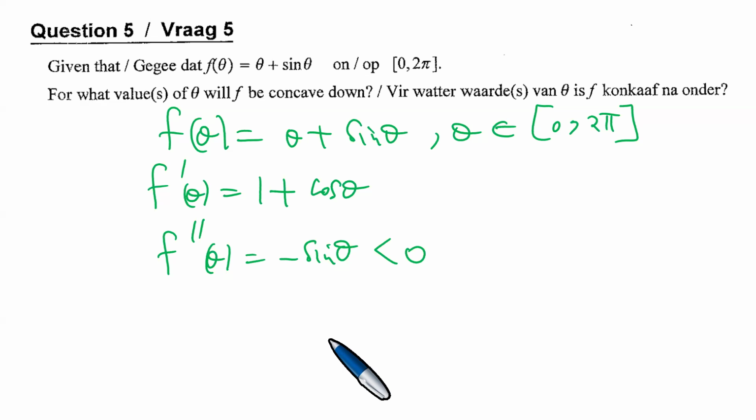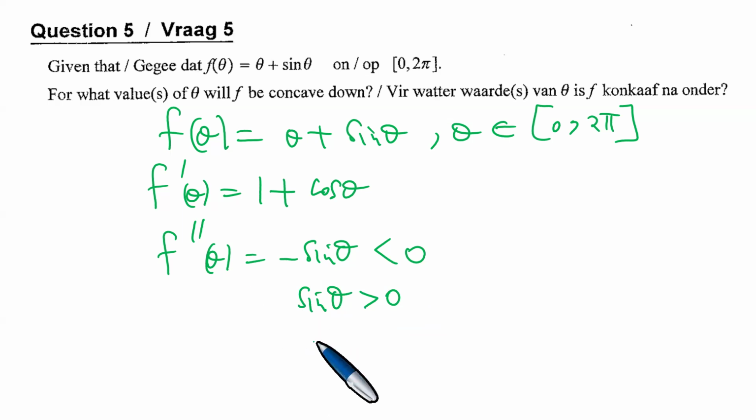Right. So whenever the second derivative is less than 0, that would mean that sine theta is bigger than what? It's bigger than 0. Positive, the negative. So you multiply both sides by a negative, and then the inequality changes direction.